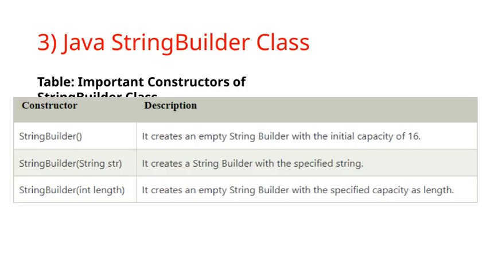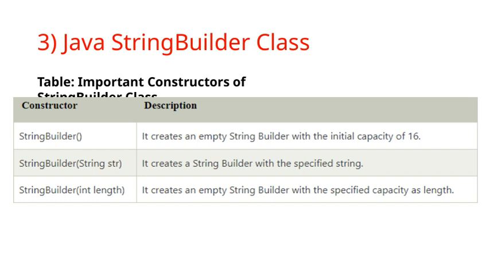Let's take a closer look at the important constructors of the String Builder class. As you can see in this table, the String Builder class provides several constructors that allow us to initialize objects in different ways. The first one is the default constructor, which creates an empty string builder with an initial capacity of 16 characters. This is useful when we don't know the exact size of the string we want to build, but expect it to grow over time.